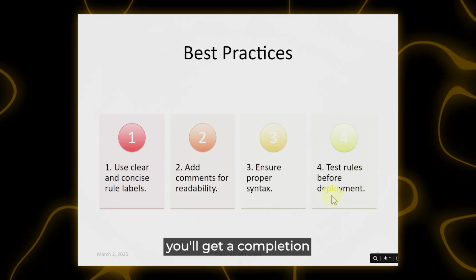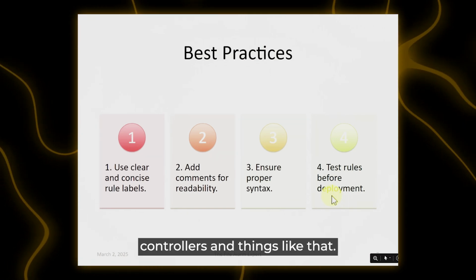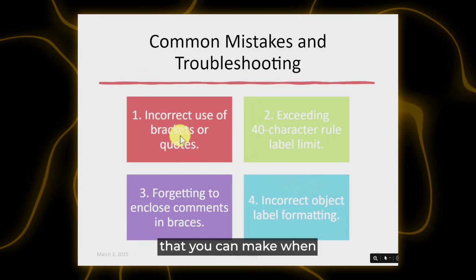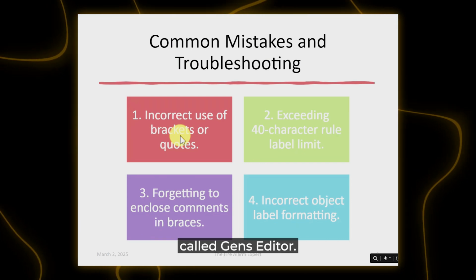Once it compiles, you'll get a completion. It'll build up all of the loop controllers and things like that, and then you're able to download to the system. So some of the mistakes that you could make when writing these rules, and with the Edwards system, there's a separate program called Gens Editor.